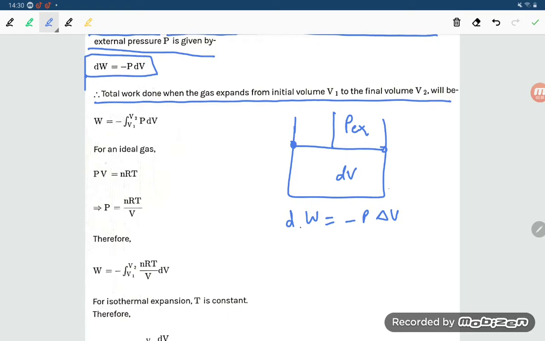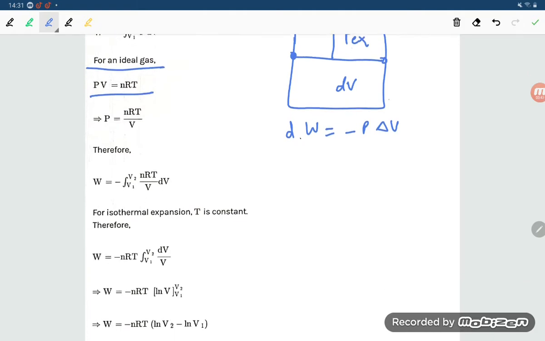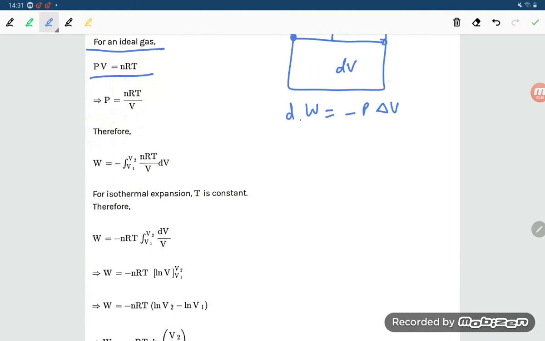For an ideal gas we know PV is equal to nRT, so P is equal to nRT by V. In place of P we put nRT by V. Whatever constants are there, nRT, we take out, and the integration from V1 to V2 of dV upon V. We know that the integration of dV upon V is equal to log V, or ln V.